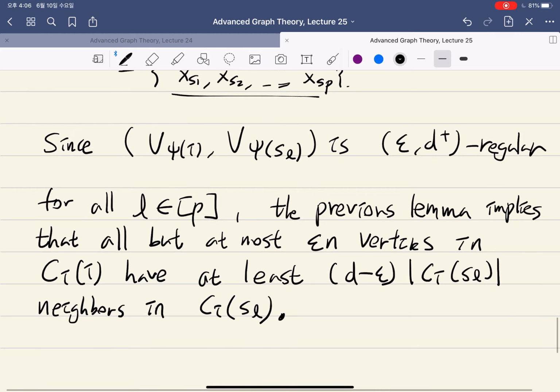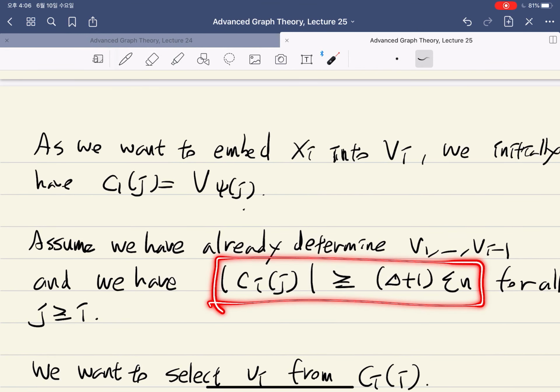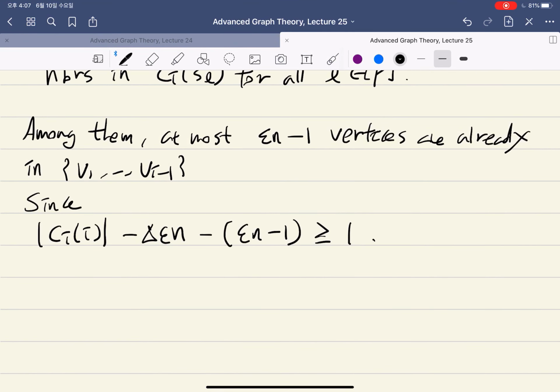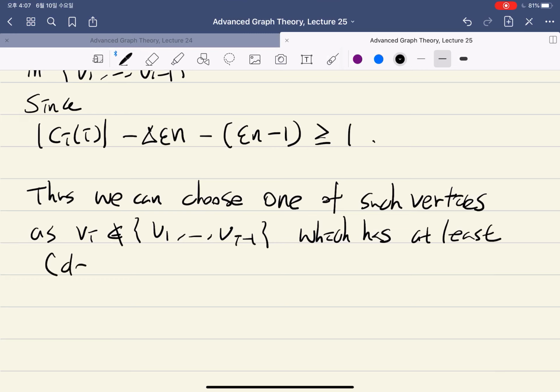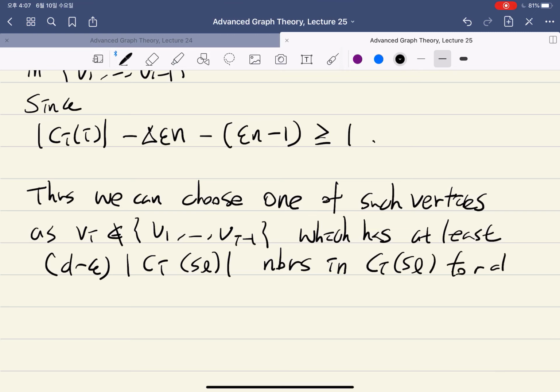Then we assume this condition, and from that we know that there is at least one choice. Thus we can choose one such vertex as v_i, which is not inside of the already embedded vertices, which has at least d minus epsilon times C_i^L labels in C_i^L for all L.